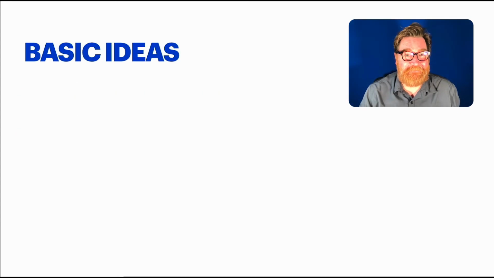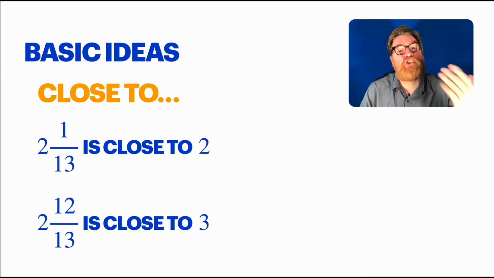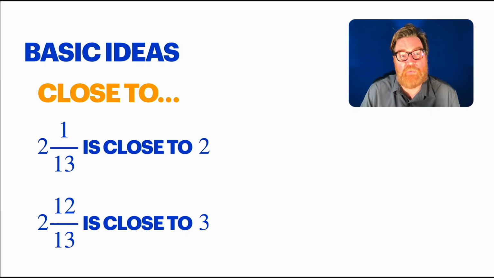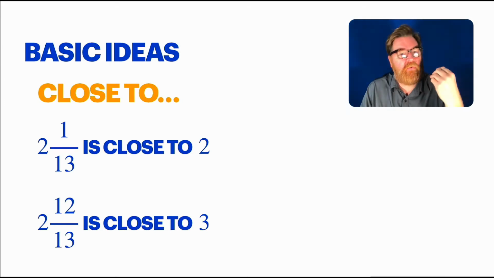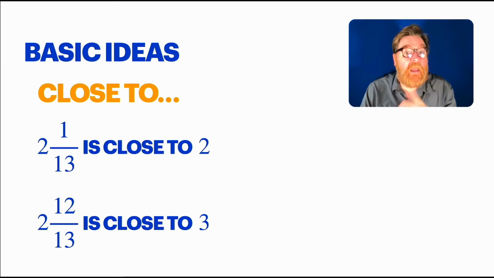Nothing to it. All right, let's go through the basic ideas, just seeing how they hit with mixed numbers, just like we did with fractions. All right. For example, close to. 2 1/13 is very close to 2. Why? Well, 1/13 is very close to 0. See how our knowledge of the fractions is really going to pay off here? So 2 plus almost 0 added onto it is just close to 2. And 2 12/13, since we know 12/13 is very close to 1 whole, that means we're really close to 3 with 2 12/13. All right?